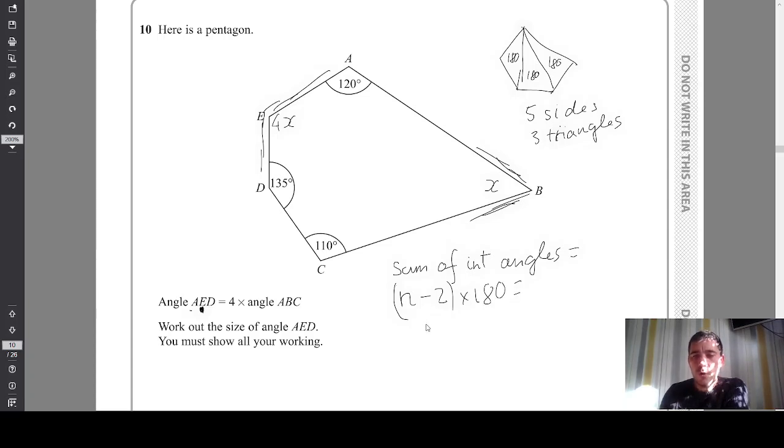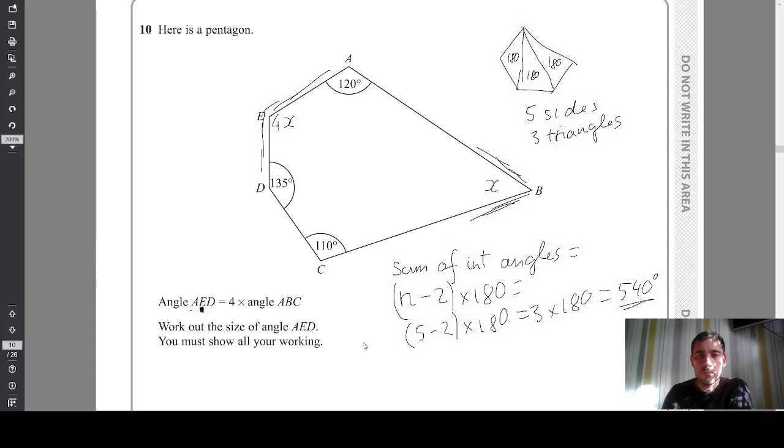So we get 5 take 2 times 180, which will be equal to 3 times 180. So altogether 540 degrees. So that is the number which we would get if we add all the angles inside this pentagon.